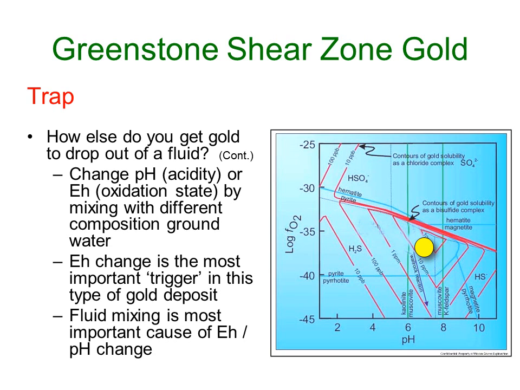If you mix the fluid with a reduced groundwater derived from, for example, dewatering shales, then a sudden decrease in Eh will cause the solubility of gold to drop to less than 1% of its original value. So when we are looking for a gold trap, we need to consider where the oxygenated mineralizing fluid is likely to meet a source of reduced groundwater. Fluid mixing is the most important cause of Eh and pH change.